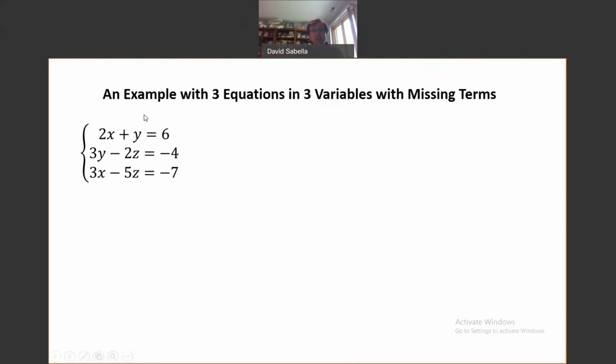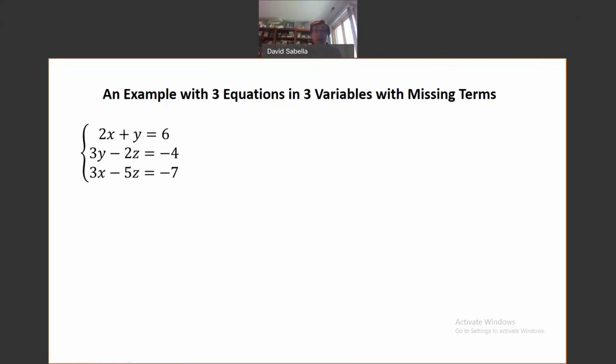Here's our system. It's 2x plus y. Notice I have an x and a y in the first one. In the second equation, I have a y and a z. In the third equation, I have an x and a z. Since I have an equation where the coefficient of one of the variables is 1, I'm going to use substitution.